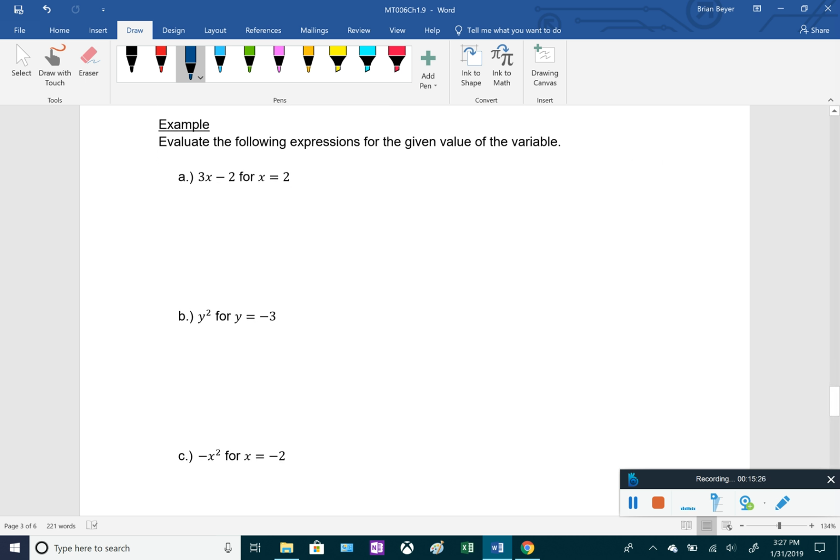So some examples here, let's evaluate. The first one, we're going to evaluate 3x minus 2 for x equals 2. So all we have to do is plug a 2 into x. So 3x minus 2 becomes 3 times 2 minus 2, which is 6 minus 2, following the proper order of operations, which is 4.